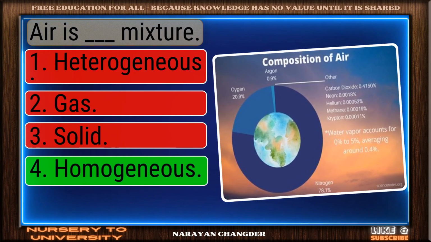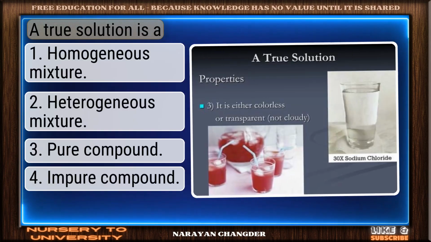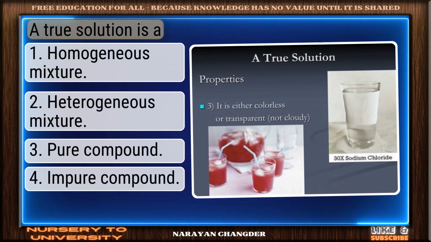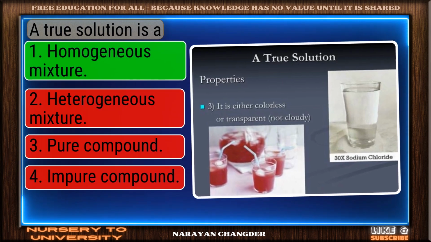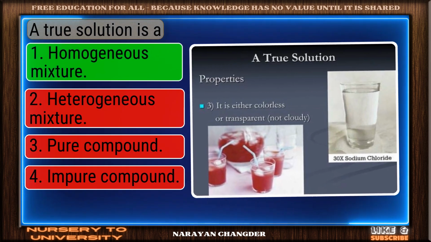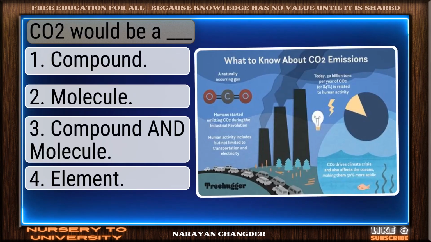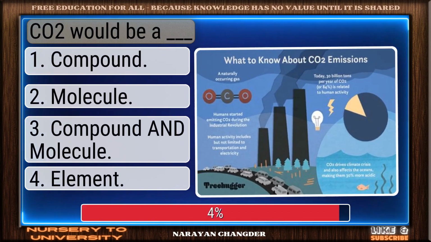Nicely done. Homogeneous is a solid answer. Question number 289. A true solution is a? You're right. Homogeneous mixture is the correct answer. Question number 290. Would be a dash.